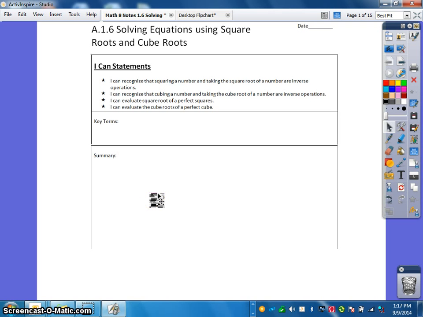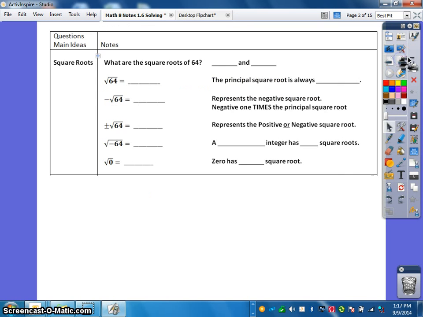All right. Unit 1, Lesson 6, solving equations using square roots and cubed roots. These I can statements should look familiar to you. We've already done these in the past lessons. I can recognize that squaring a number and taking the square root of a number are inverse operations. Those I can statements look familiar? Yeah? Right. Next page.